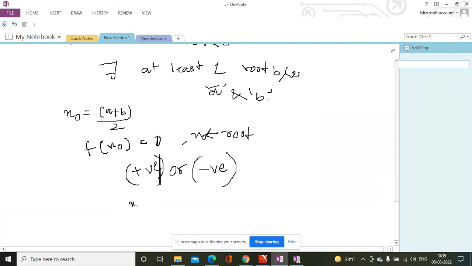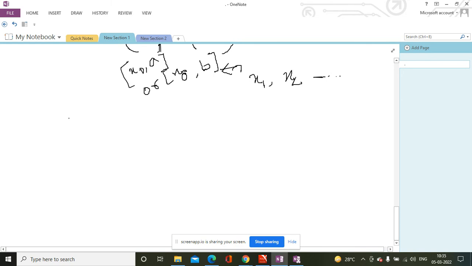According to the sign, we will take the interval as x0 comma a or x0 comma b. Then we will go for x1, x2, etc. So by the first iteration, we obtain an interval of b minus a by 2.